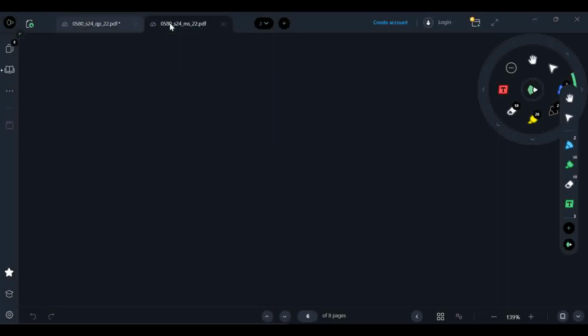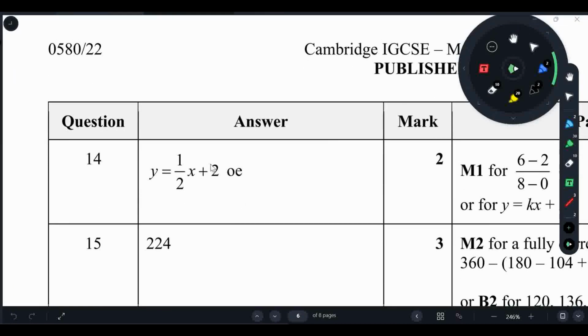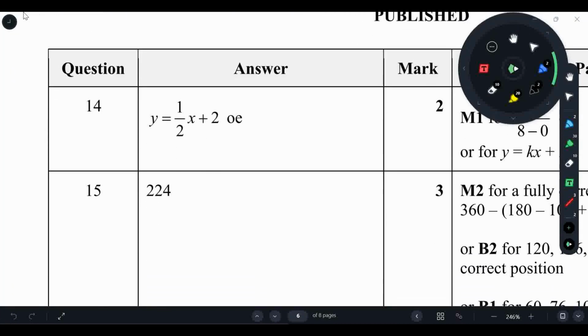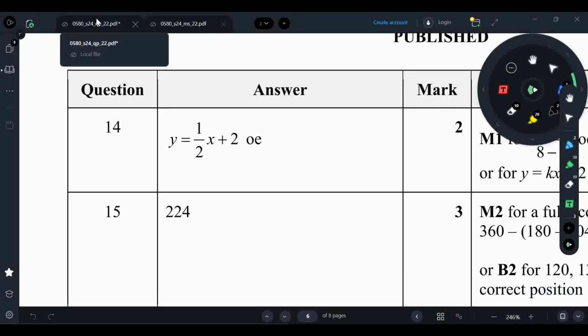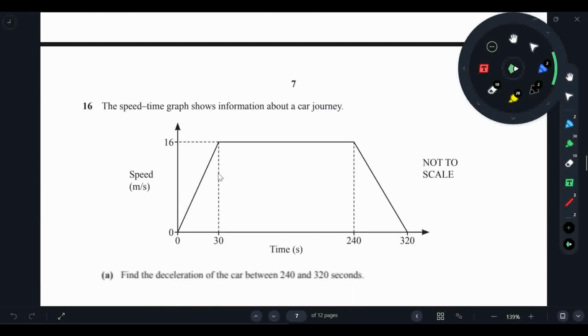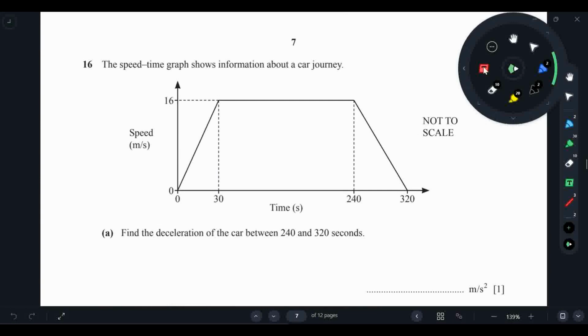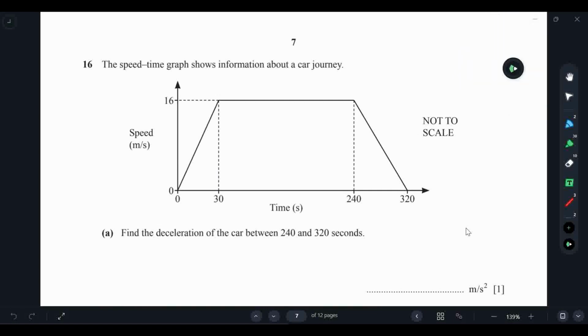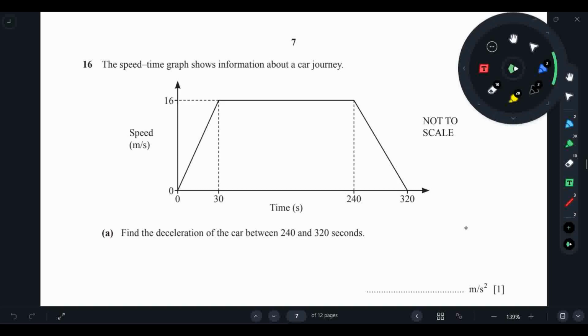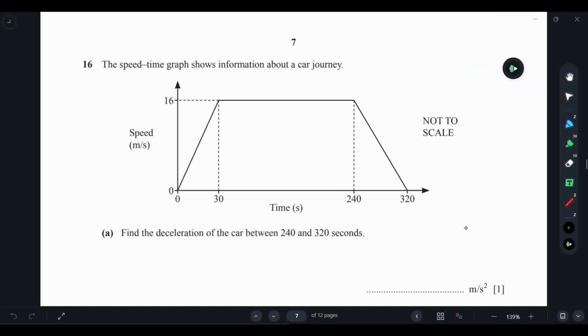Now let's see that question number 15, 224 will be the final answer. Let's move to the next one. This one is question number 16. In question number 16, they say the speed time graph shows the information about a journey. Find the deceleration of the car between 240 and 320. So we need to find out the deceleration for this part.